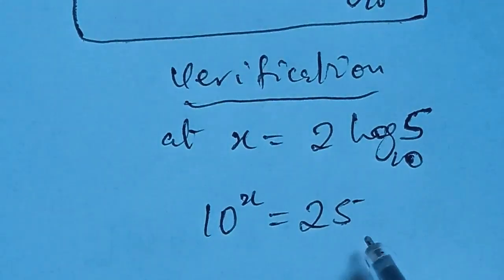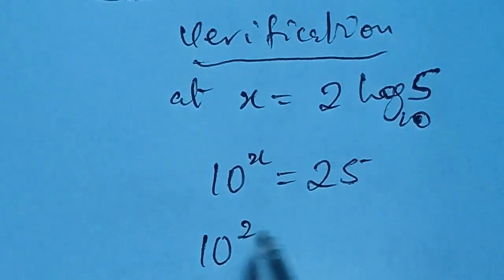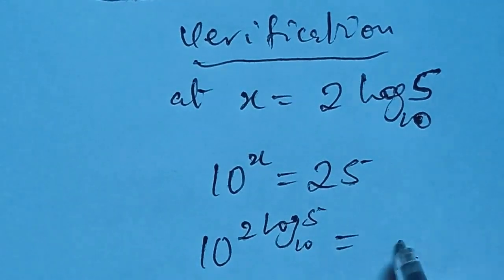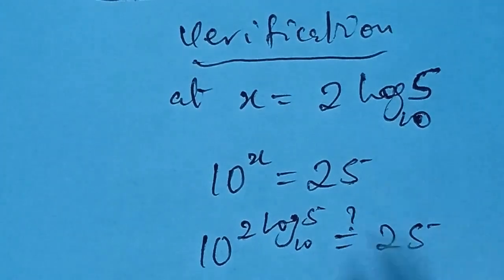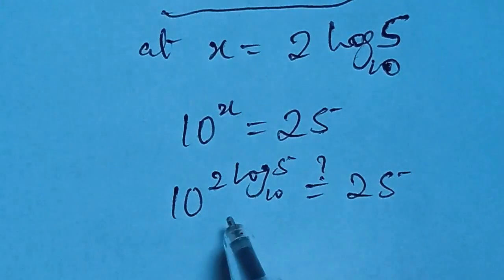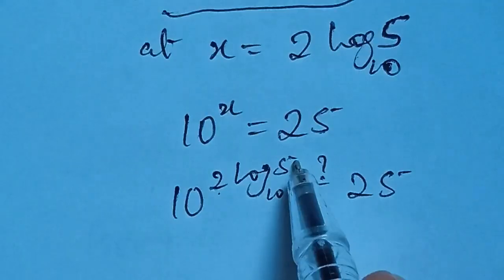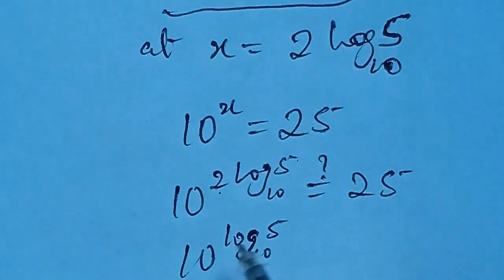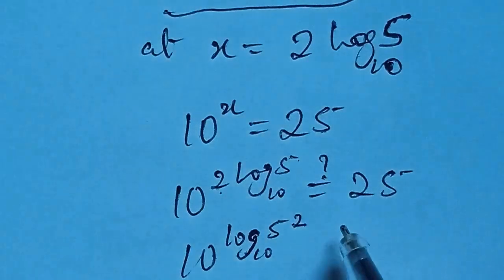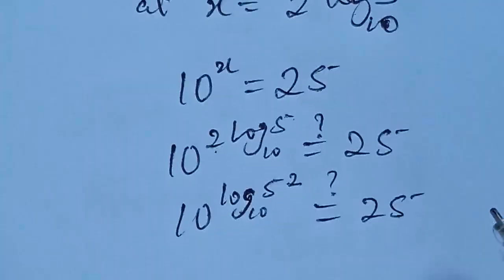So we have 10 to the power of this value, 2 log 5 base 10. Is it equal to 25? Okay, now bringing this 2 to the power of 5, we have 10 to the power of log 5 base 10 will now be to the power of 2. Would that be equal to 25?